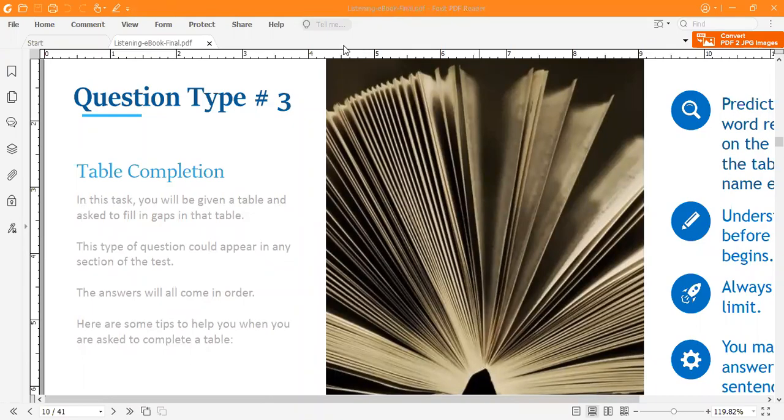Okay, Bismillah ar-Rahman ar-Rahim. So, inshallah, today we're going to talk about table completion, for example, how to complete the table in the listening IELTS exam.